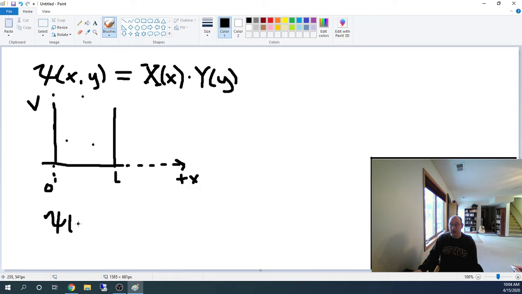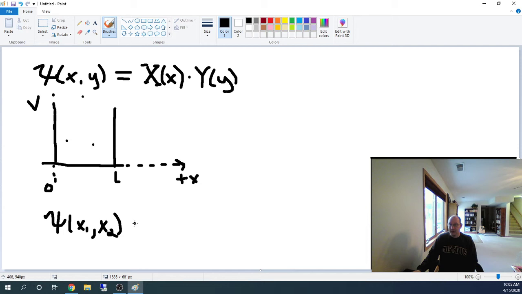It would depend on two variables. It would depend on both x1, which is the horizontal position of particle number 1, and x2, which is the horizontal position of particle number 2. And then you'd have this wave function of the system of the two particles. Not the individual wave functions, but the wave function of the system of the two.